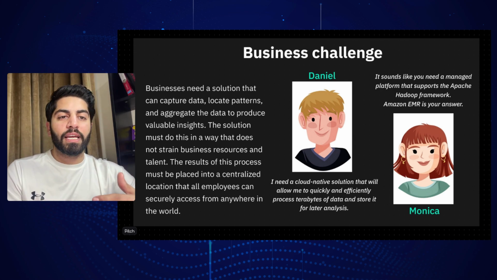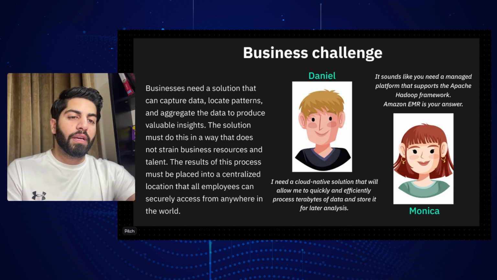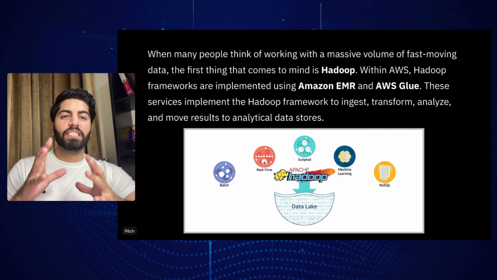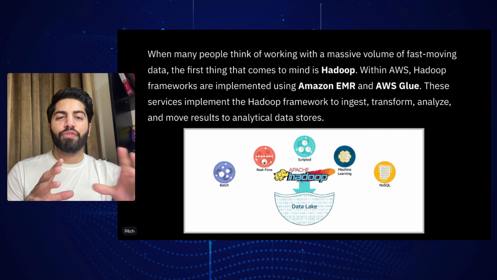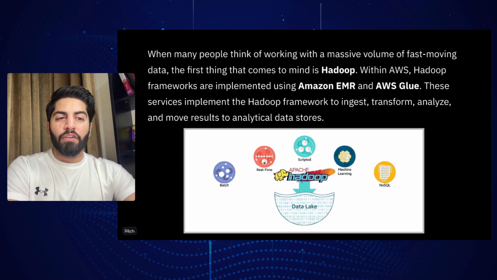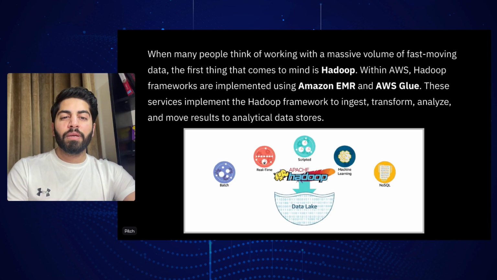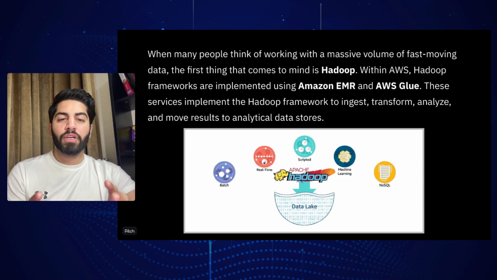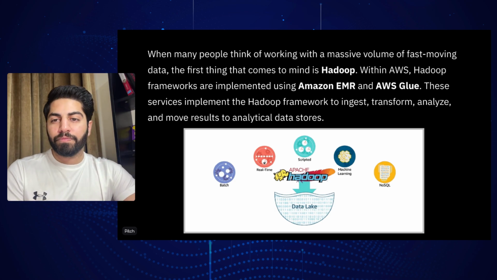Then Monica replies that it sounds like you need a managed platform that supports the Apache Hadoop framework, such as Amazon EMR in AWS. So, whenever we talk about working with massive volumes of data, fast moving data and processing it, the first thing that comes to our mind is Hadoop. Within AWS, Hadoop frameworks are implemented using Amazon EMR and AWS Glue. These services implement the Hadoop framework to ingest, transform, analyze, and move results to analytical data stores.